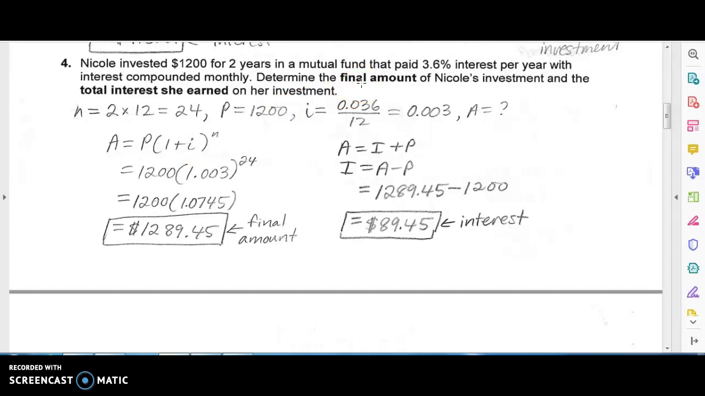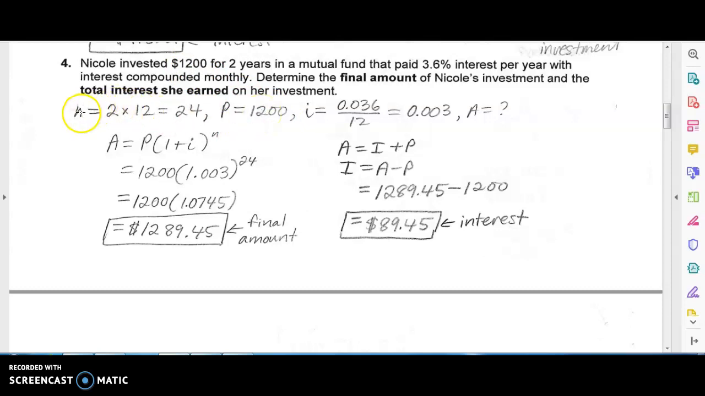So again, we're asked 2 things here. So first, we need to figure out the final amount. So the final amount is the A value. So A is what we're solving for. We, from the question, are given P, and we have to calculate I and N. So P is the principal. What does she start with? Well, she invests $1,200. So P is $1,200, nothing to do there. That's straight from the question.